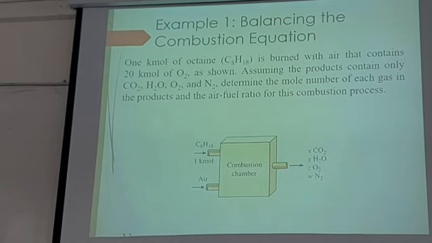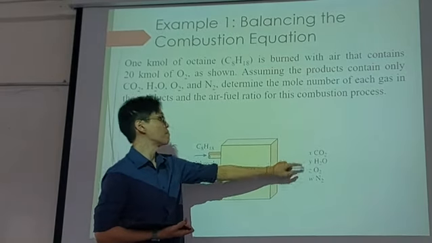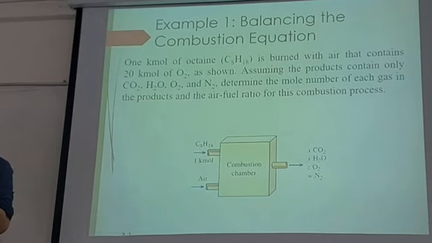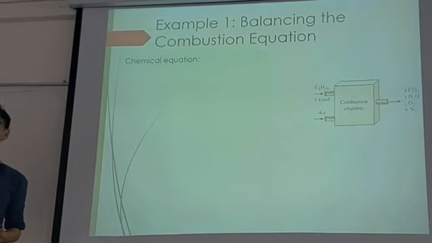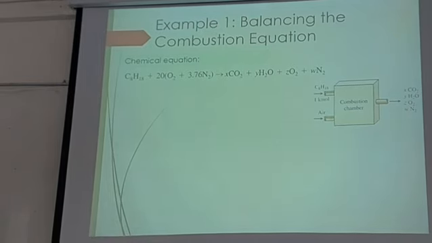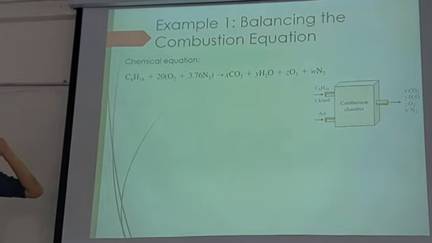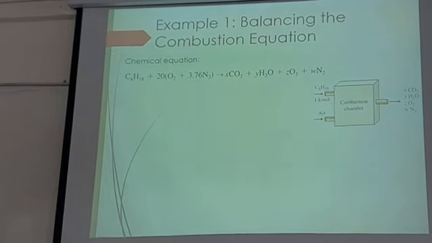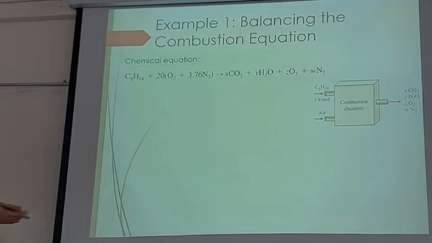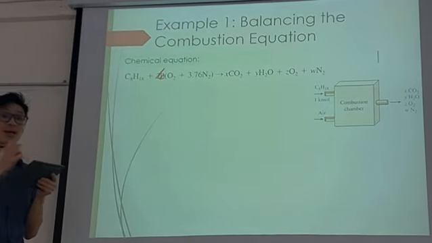It asks you for the mole number of each gas in the product. So you need to find the number of moles for each of them, and then the air-fuel ratio. So the first thing that you always need to do is construct the chemical equation first. Okay, now, if you need to find the stoichiometric amount, then you don't put this here because you don't know what the stoichiometric amount is.